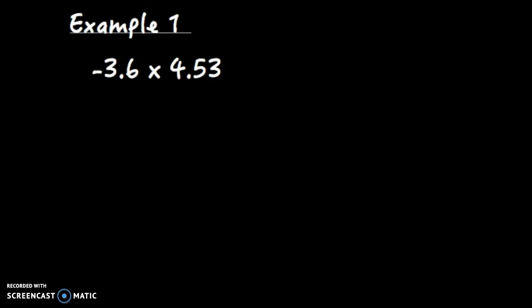So here's an example. Negative 3.6 times 4.53. If I'm multiplying these, usually it's easier if you put the number with more digits on top. So I would probably write 4.53 times 3.6, and I'll deal with the signs at the end. I'll notice it's a negative times a positive, so my answer should be a negative. This works because multiplication is commutative. You're allowed to switch the order.